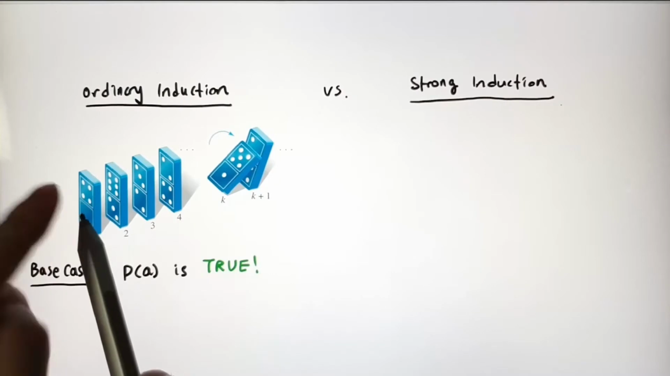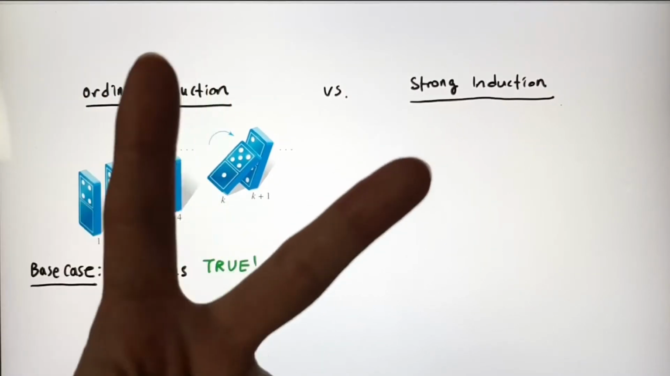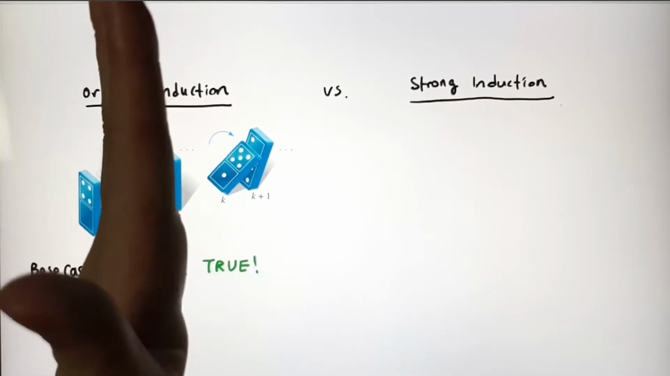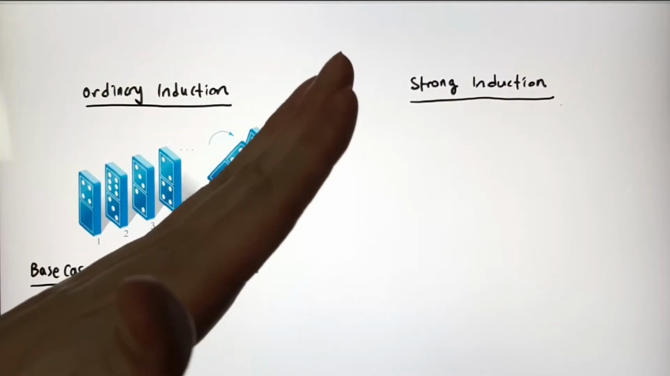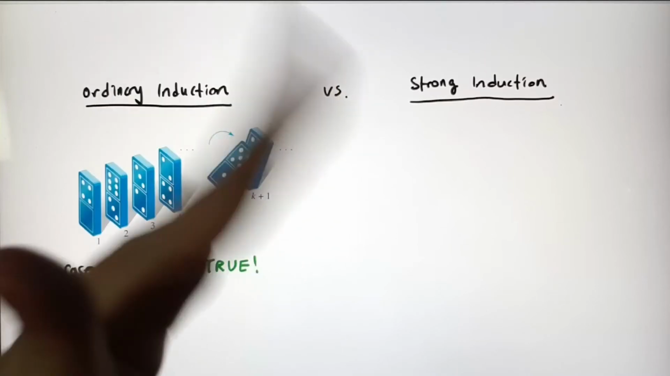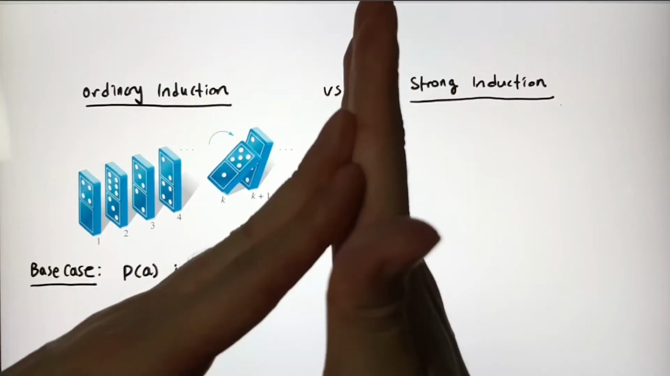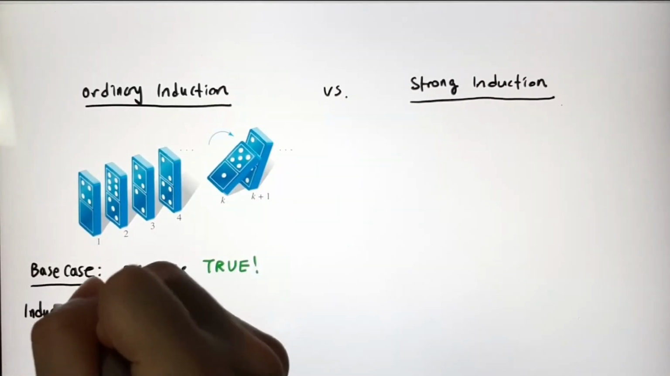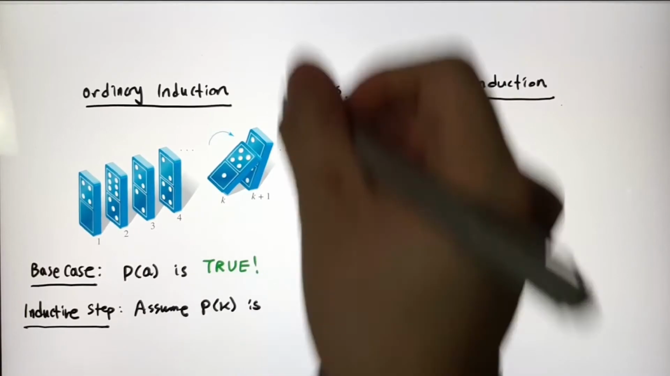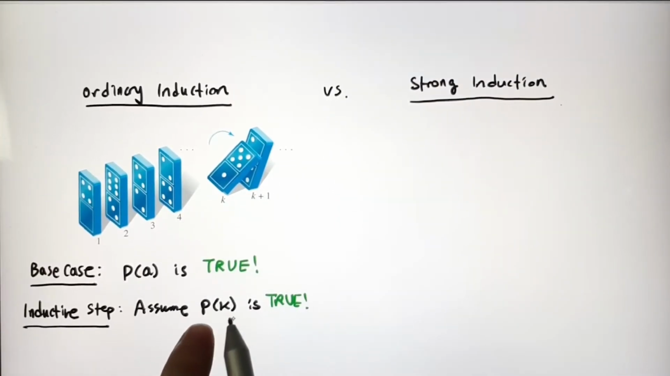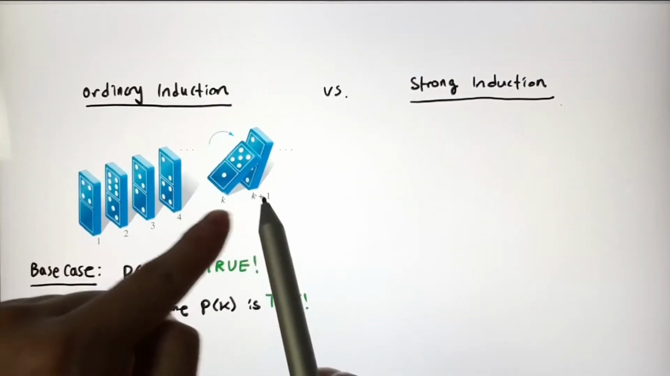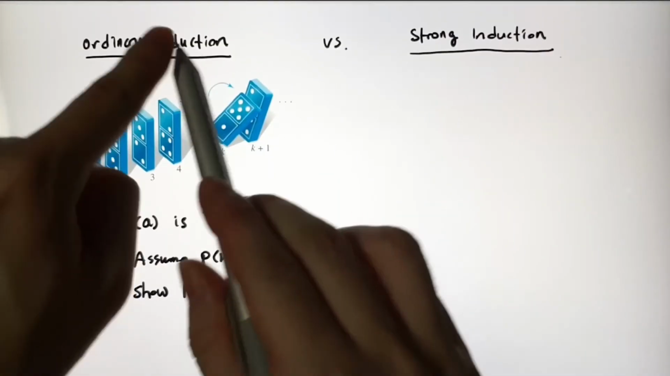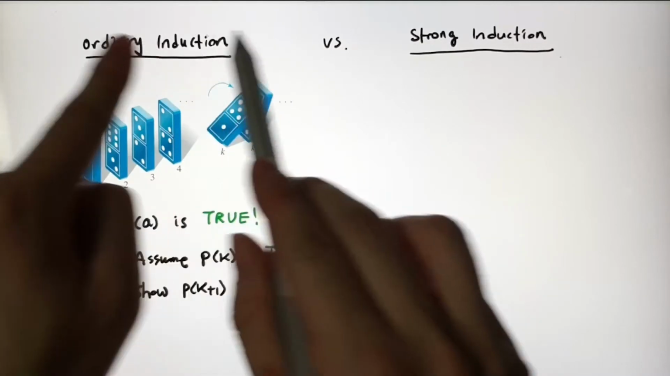Now, using the fact that the first domino is knocked down, the second, inductive step was to choose an arbitrary integer k and assume that the kth domino was already knocked down. We just have to show that the kth domino knocks down the next domino. That was all we did last time. And using the fact that P of k is true, we show the next domino is also true. So that's ordinary induction.